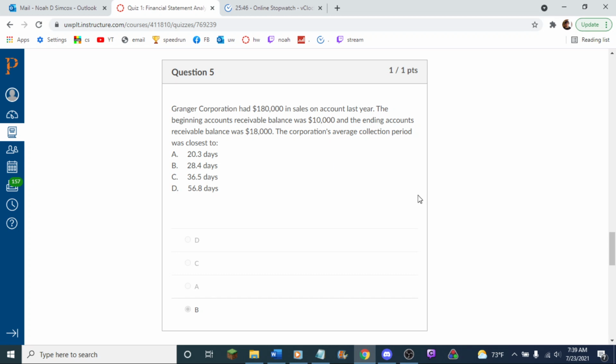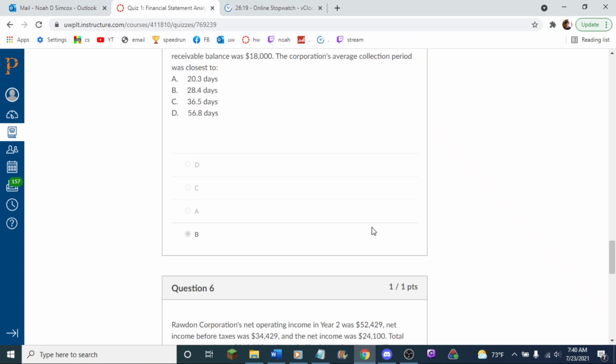What is the average collection period? Guess what, buddy? The way they call it in the textbook is accounts receivable turnover in days, not average collection period. He didn't give us a list of ratios with those alternative names, so dang.